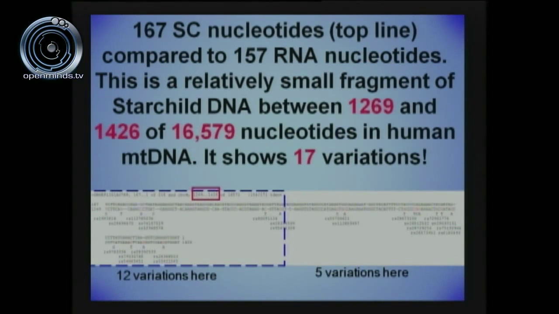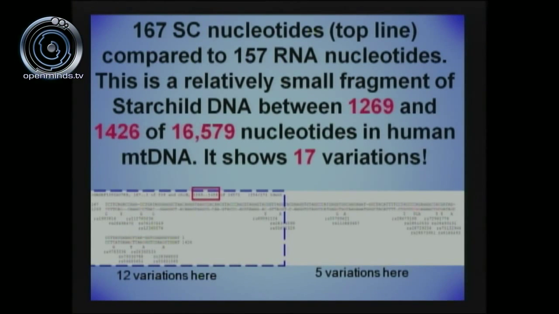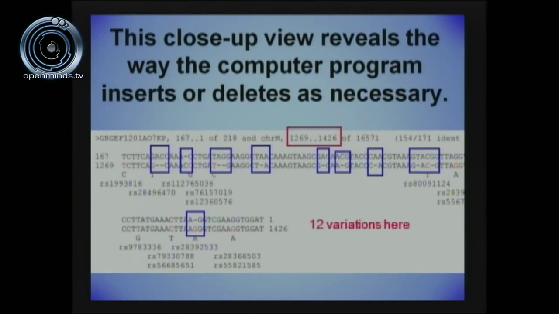It shows 17 variations. You have 12 variations here in the close-up block and 5 variations here. This close-up view reveals the way the computer program inserts or deletes as necessary. Again, that's this block right here, just blown up. Look at the differences. That's the 12 variations right through there. You see them? Between the star child and human in this short, brief area.